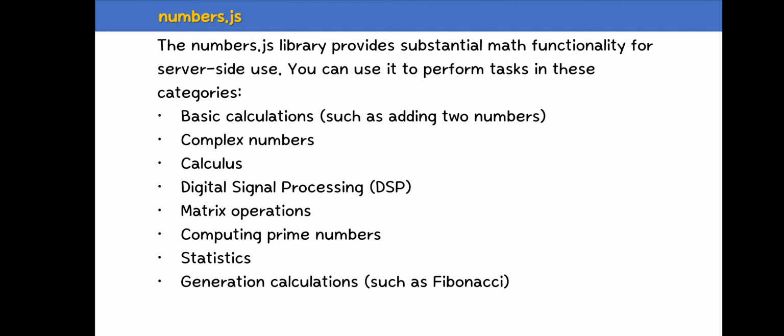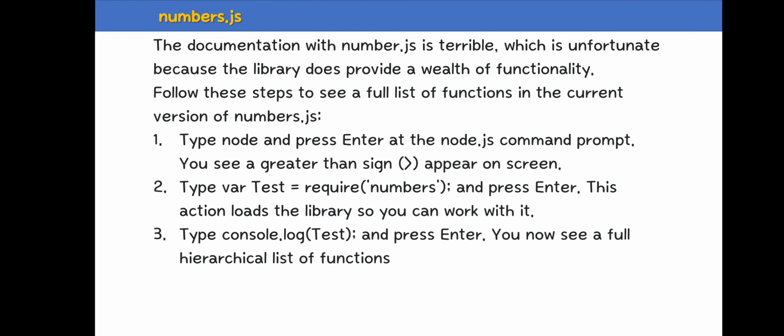The numbers.js library provides substantial math functionality for server side use. You can use it to perform tasks in these categories: basic calculations, complex numbers, calculus, digital signal processing, matrix operation, computing prime numbers, statistics, and general calculus. The documentation with numbers.js is terrible, which is unfortunate because the library does provide a wealth of functionality.